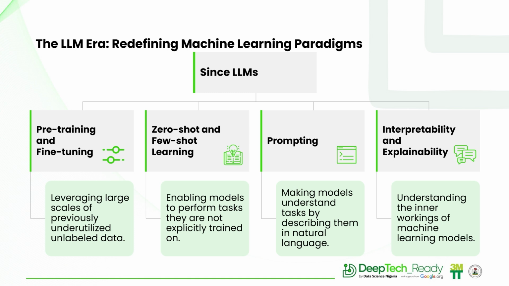Pre-training and fine-tuning have become key because they allow us to leverage massive amounts of unlabeled data that were previously underused. And zero-shot and few-shot learning have enabled models to perform tasks they haven't been specifically trained on, just by providing minimal examples or instructions. Also, prompting has become a powerful tool where we describe tasks in natural language and allow the model to understand and execute them. And then also, interpretability and explainability have gained more attention as we try to understand how these models work internally and make their decisions.